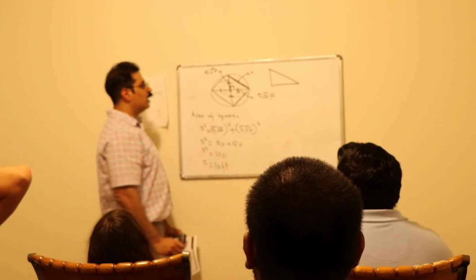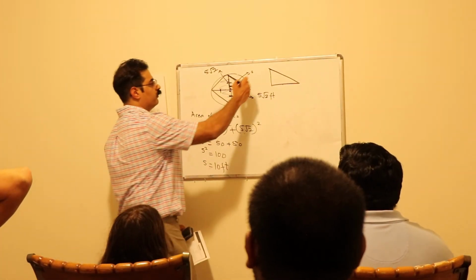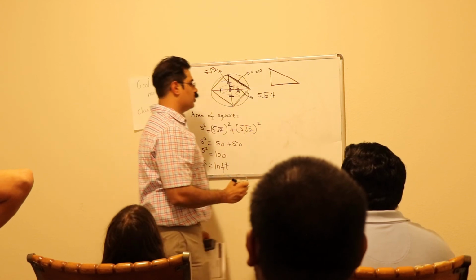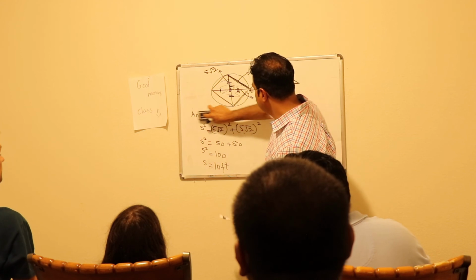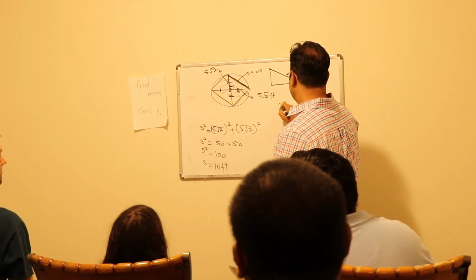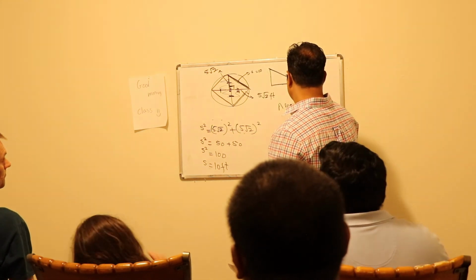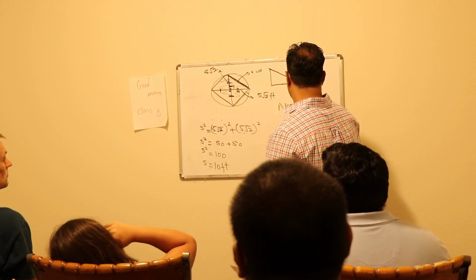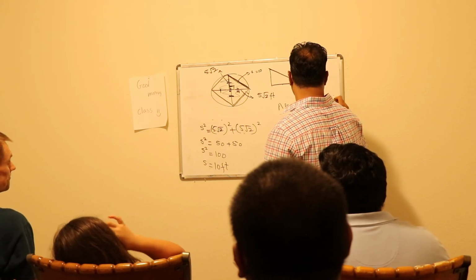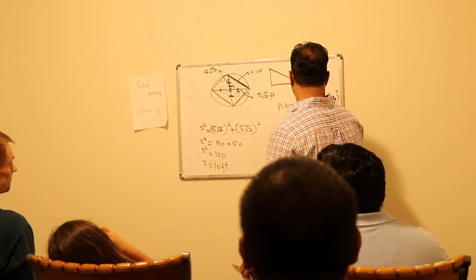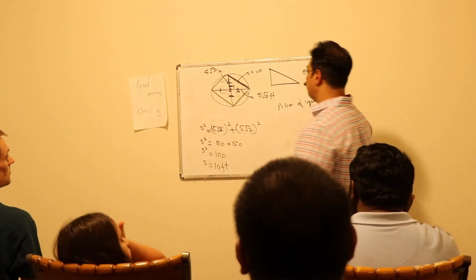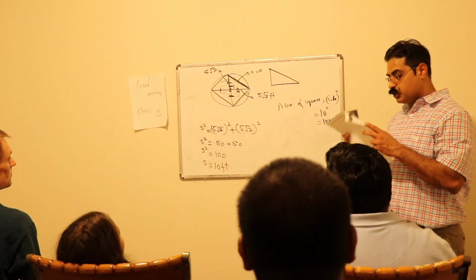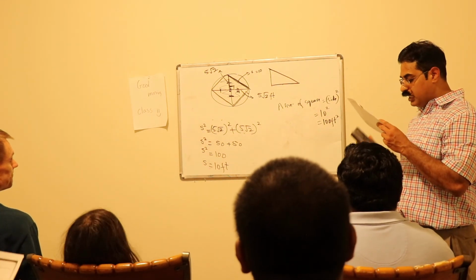Very good. Now I know the side of this square, which is 10, which means what should be the area of the square? Let's write the formula first. Area of square is equal to side squared, and therefore it is 10 squared, which is 100 square feet. That's the first part. You pointed out this question, that's a good one. Now what is the next part?